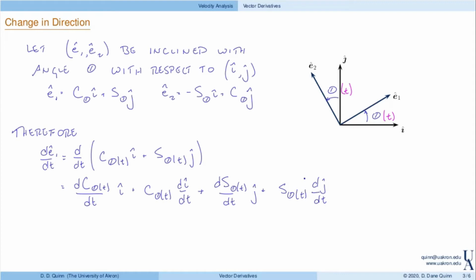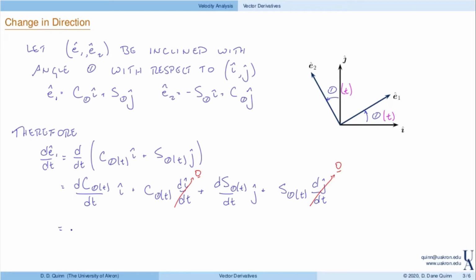And again, these directions are fixed, right? So that is 0, and that is 0. I and j are fixed in the ground. They don't change, right? So their derivative is equal to 0. We'll now take the derivative of, for example, cosine with respect to time.